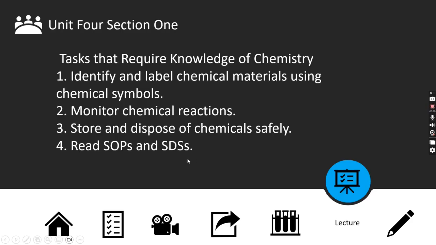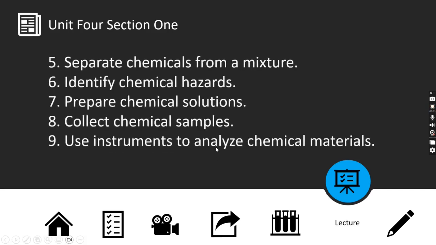Some tasks that require knowledge of chemistry as a process technician: identify and label chemical materials using chemical symbols, monitoring chemical reactions, storing and disposing of chemicals safely, reading standard operating procedures and safety data sheets, separating materials from a mixture, identifying chemical hazards, preparing chemical solutions, collecting samples, and using instruments to analyze those samples. Analysis is a huge part of being a bioworks technician.